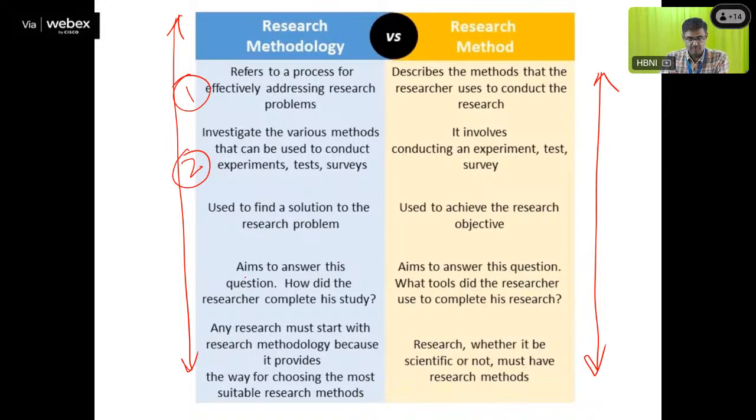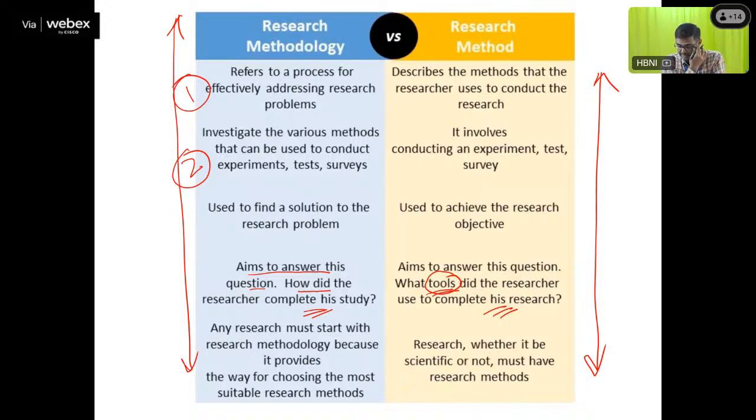Okay, so what research methodology aims to answer is the question: how did the researcher complete his study? How? In research methods, I think this is the clearest answer: which tools he used to complete his research. Somebody who is doing material development will use a host of characterization tools to complete his research.